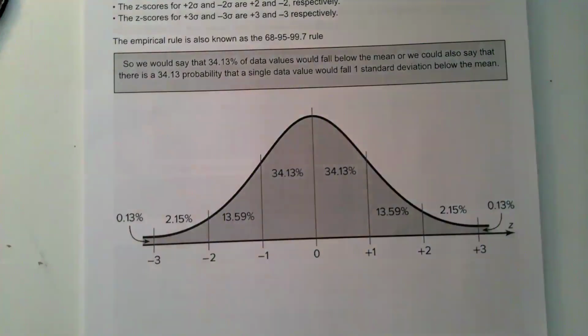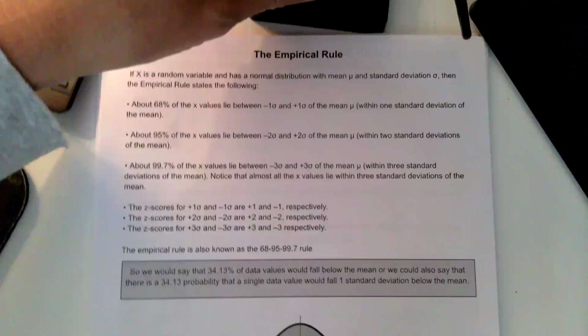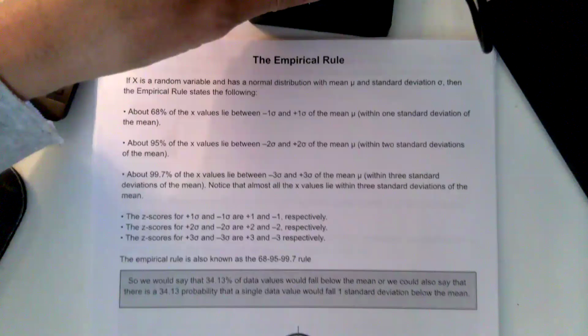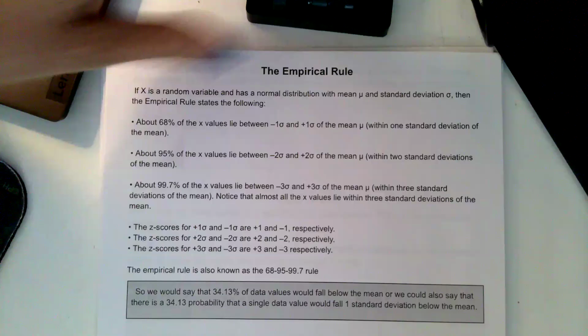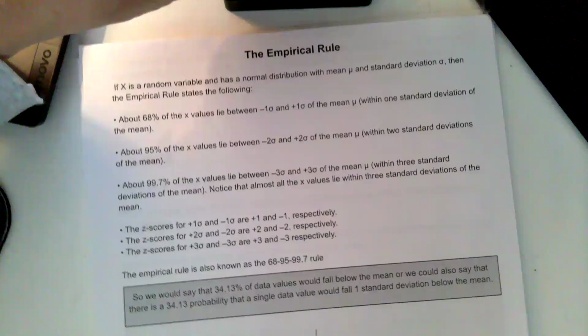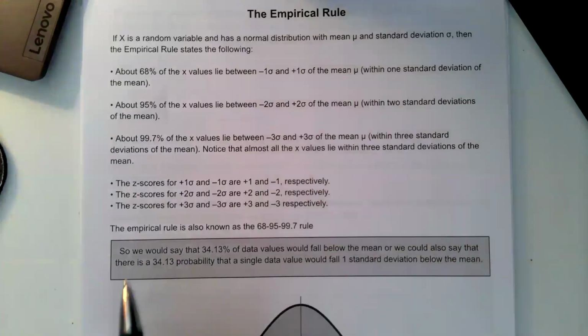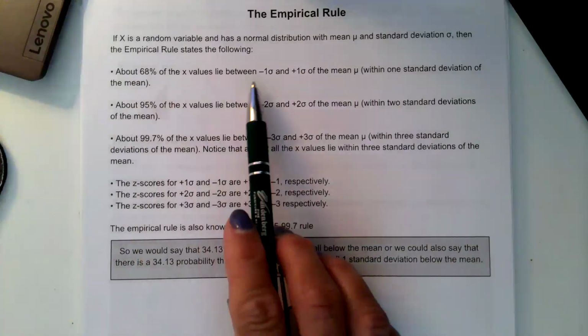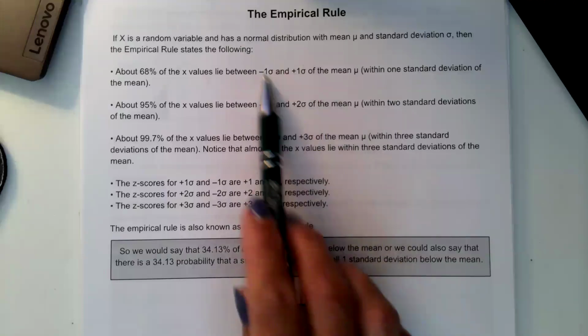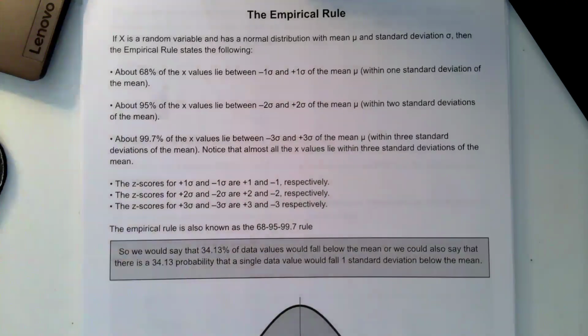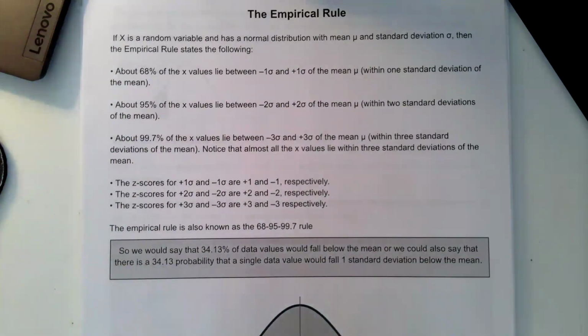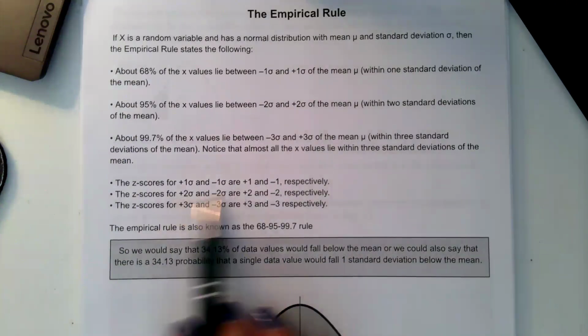Okay, so let's go back over the empirical rule we briefly learned in chapter 3. If x is a random variable and has a normal distribution with mean mu and standard deviation sigma, then the empirical rule states the following: about 68% of the values will fall between -1 and 1, so within 1 standard deviation. About 95% fall within 2, and about 99.7% fall within 3 standard deviations of the mean. These standard deviations are essentially z-scores.